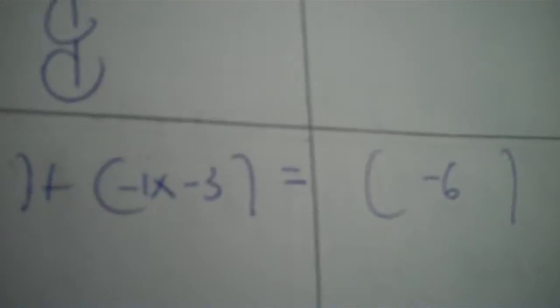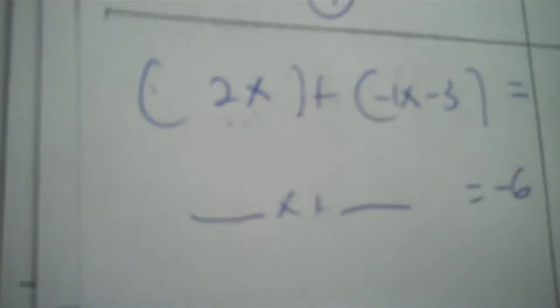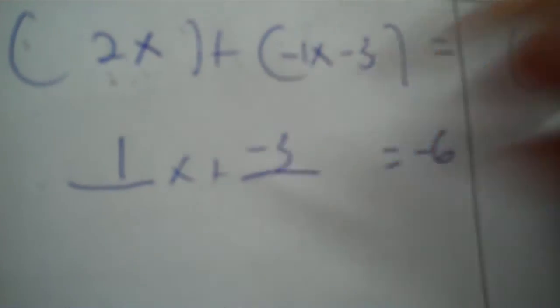You need to distribute here. I'm pretty sure that's negative 1x. And negative 1 times 3 is negative 3. And then negative 6. It's not like you have to FOIL or anything crazy like that. Okay, so I'm equal to negative 6. And then I've got x constant. So 2 and negative 1 add to 1. And then put your negative 3.